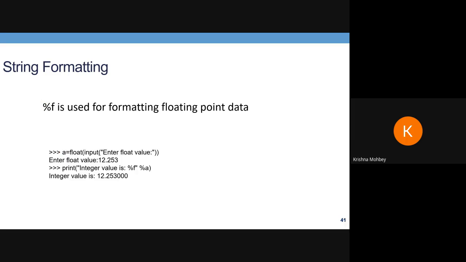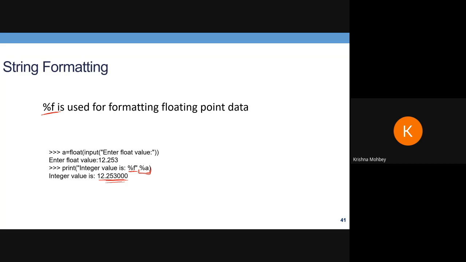So if you want to print any float value, we will use the %f symbol instead of %d, and the same pattern, % variable name. So it will print like this. And here, after the float, you can see 253 and 000. It is printing an additional 6 decimal values.